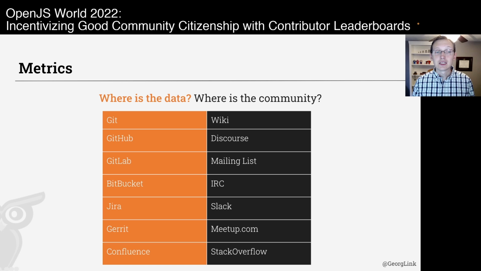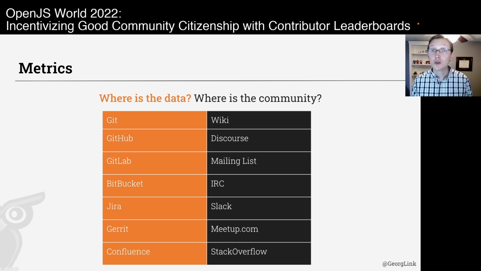Now, where do we find this data? Well, I already named some examples: Git, GitHub, GitLab, Bitbucket, Gerrit, Confluence, where the development is happening, but also where the conversations are happening, the documentation is written, where the community gets together around wikis, discourse, mailing lists, IRC, Slack, meetup.com, Stack Overflow. So take a moment when you want to implement metrics for your open source community, and if you want to build a leaderboard, to think about where is the community, what kinds of activities do I want to recognize, because that's the data we need to collect.